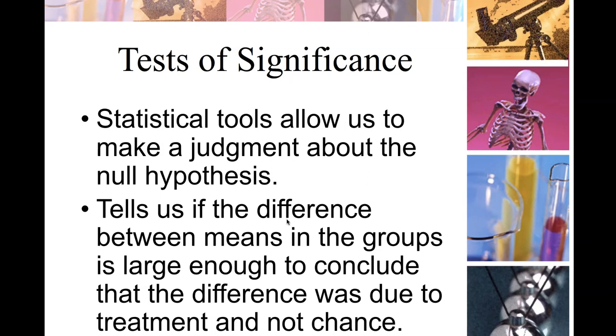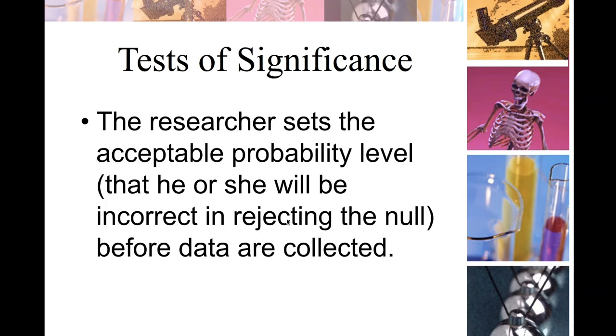These are statistical tools that allow us to make the judgment about the null hypothesis, to tell us if the difference between means in the groups is large enough to conclude that the difference was probably, I should add probably there, was probably due to treatment and not to chance, right? We can never say for sure that something is proven or that we're sure about something, but we can say that something was probably because of treatment or probably due just to random chance.